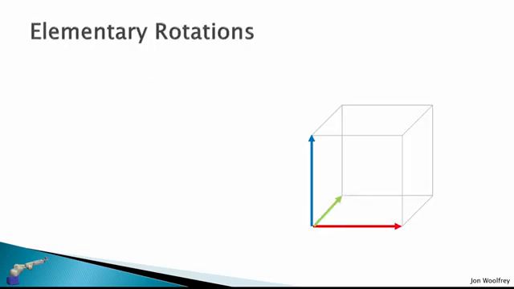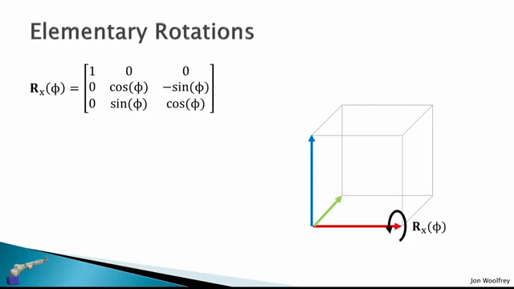So now that we have the right-hand rule and 3 axes, we can define elementary rotations about each of these unit vectors. So a rotation purely about the x-axis is given by this matrix here. And notice that the row and column associated with x are empty. And what this means is that the x-axis remains unchanged.